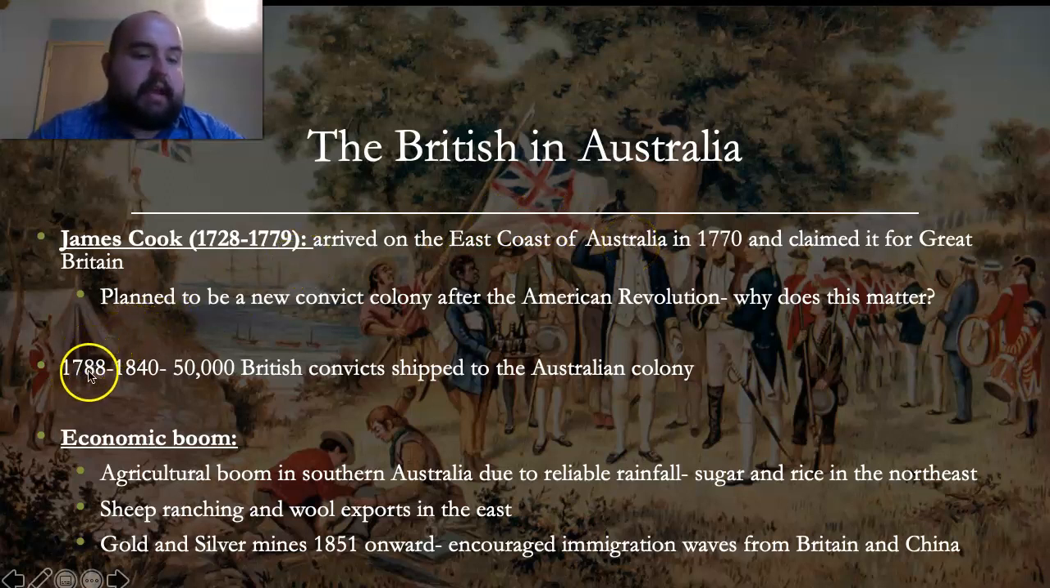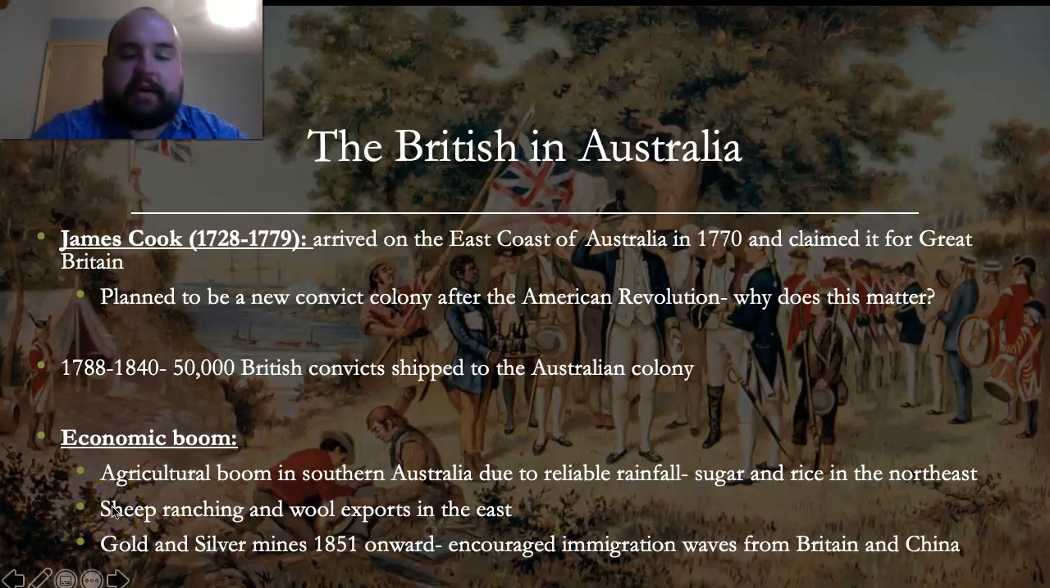So, between 1788 and 1840, about 50,000 British convicts were shipped to the Australian colony. Almost immediately, Australia did serve to be a big economic boom for the British Empire. There was an agricultural boom in southern Australia specifically due to this reliable rainfall, as well as increased sugar and rice production in the northeast of the country.